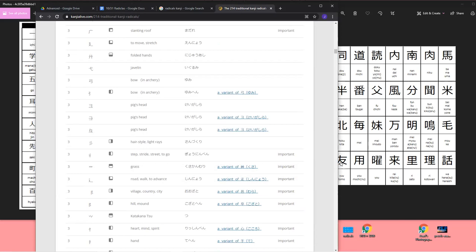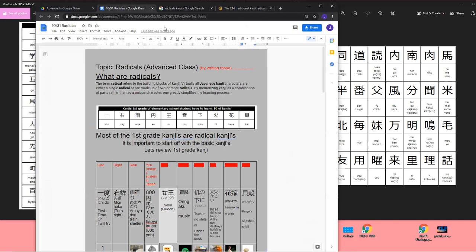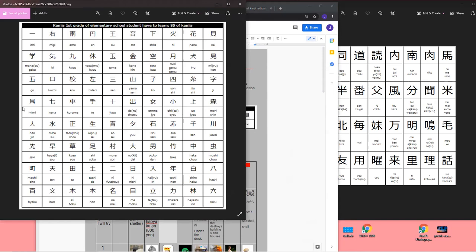So, what exactly are radicals? Are they add-ons? Yes and no. You can kind of think of them as add-ons, but also as the building blocks of kanji. They're called the building blocks of kanji because they're one of the first kanji that you learn. Like, this is a first grade kanji. You learn kuchi, ichi, stuff like that in first grade, and these are the building blocks, quote unquote, for the radicals. Because they're the first thing you learn, and you just add other kanji up.